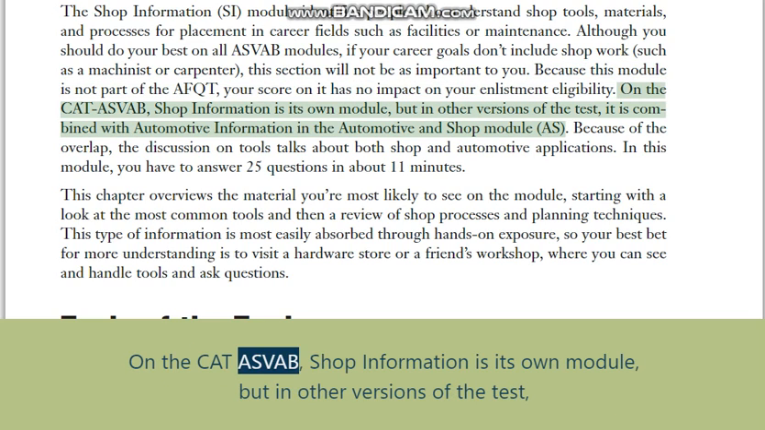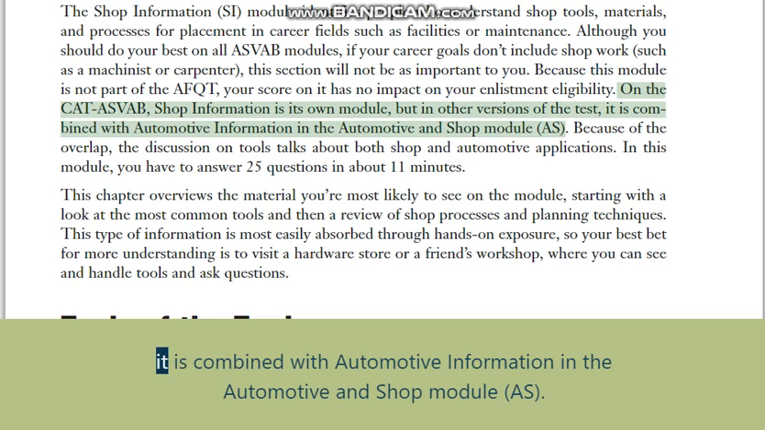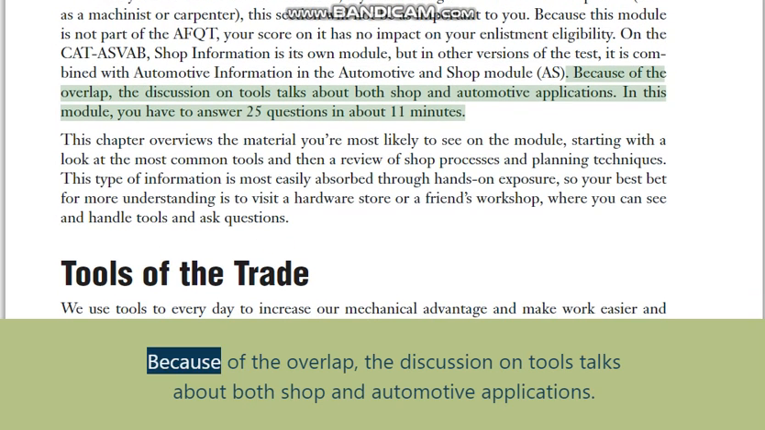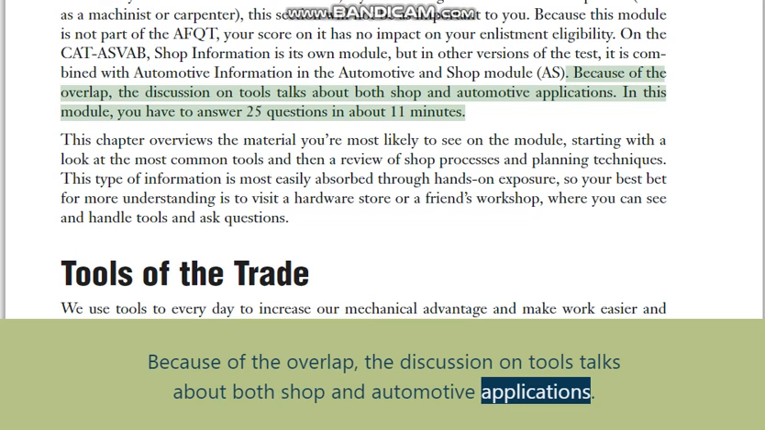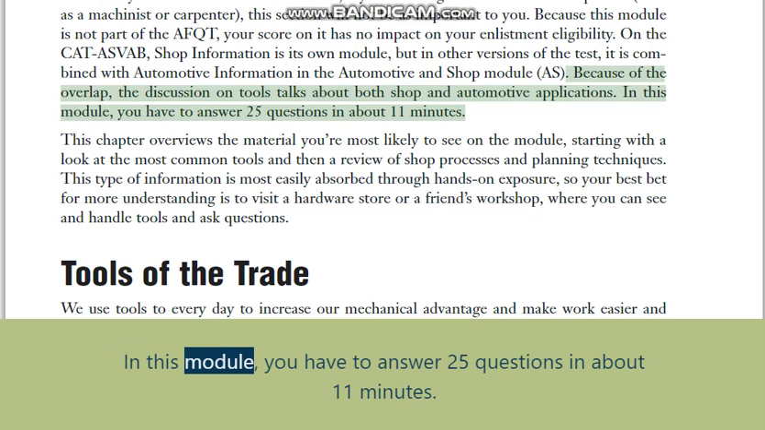On the CAT-ASVAB, shop information is its own module, but in other versions of the test, it is combined with automotive information in the Automotive and Shop module, AS. Because of the overlap, the discussion on tools talks about both shop and automotive applications. In this module, you have to answer 25 questions in about 11 minutes.